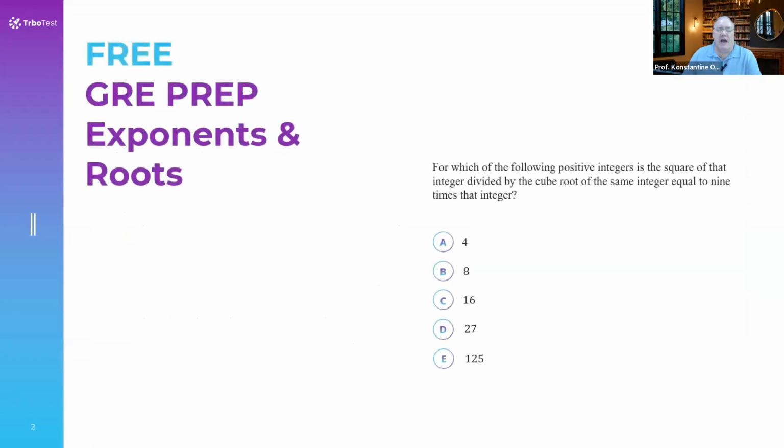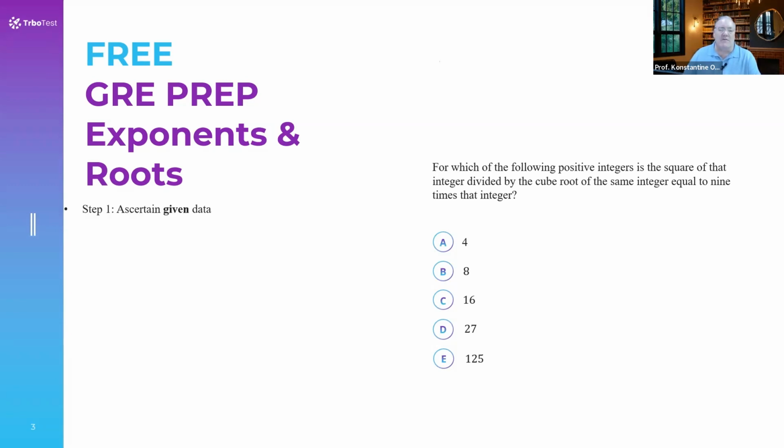The first question on Ask the Professor says, for which of the following positive integers is the square of that integer divided by the cube root of the same integer equal to 9 times that integer? Quite a question, and of course it stumps a lot of students when they see this on the GRE, but it's actually very simple, and let's walk it through.